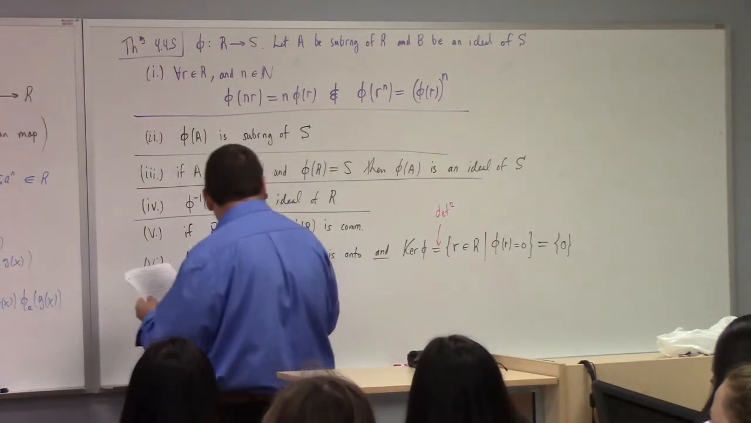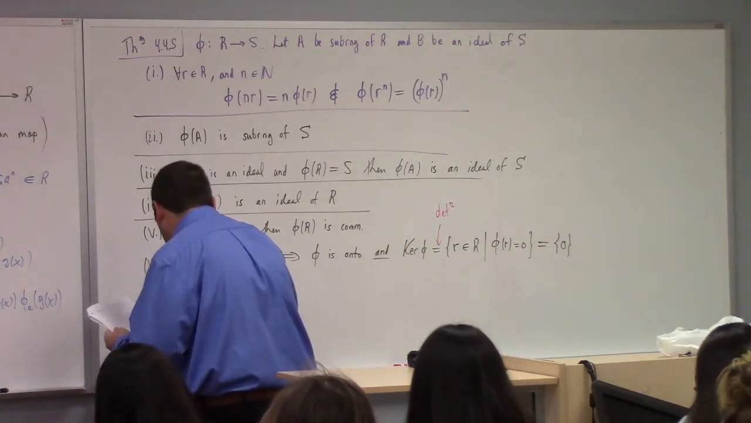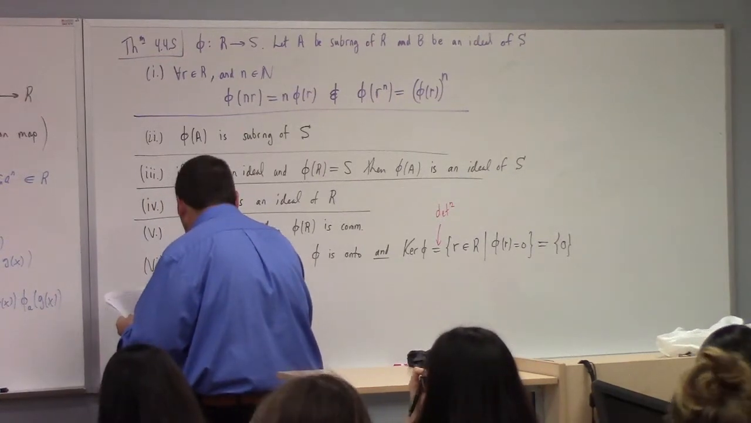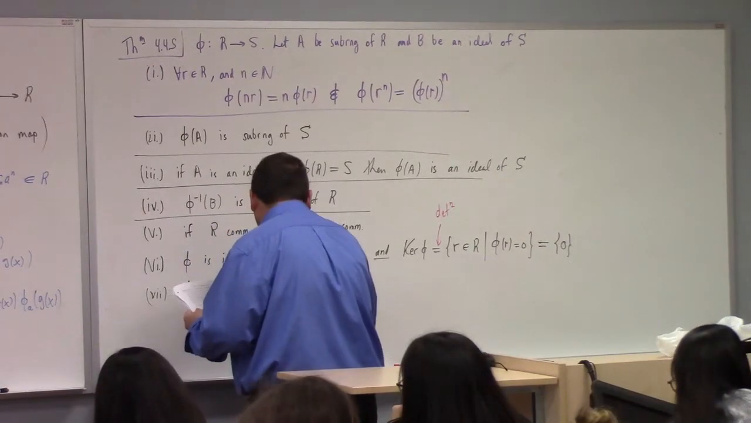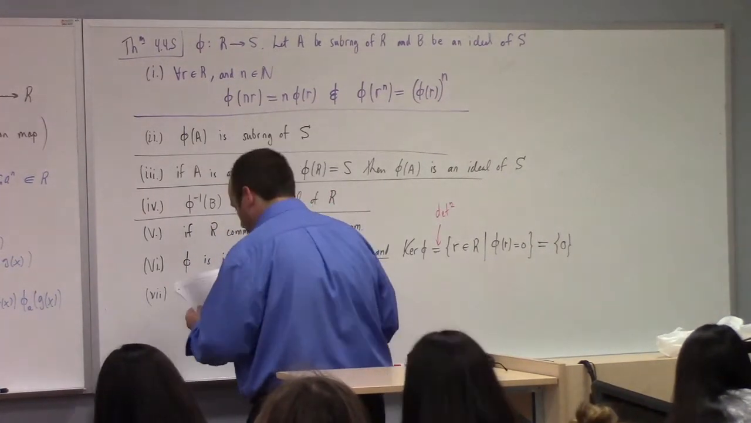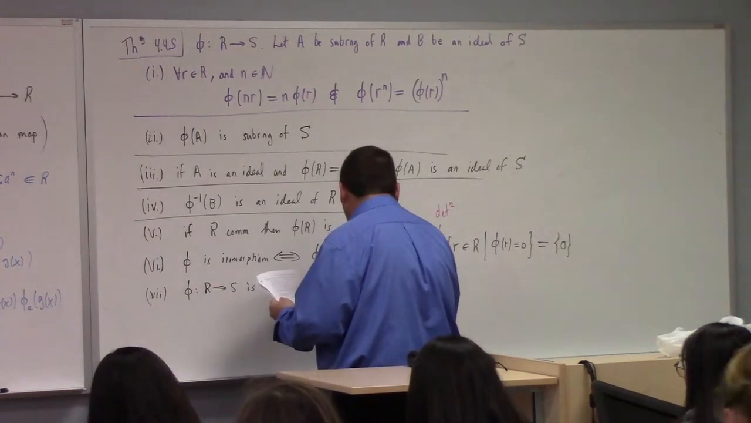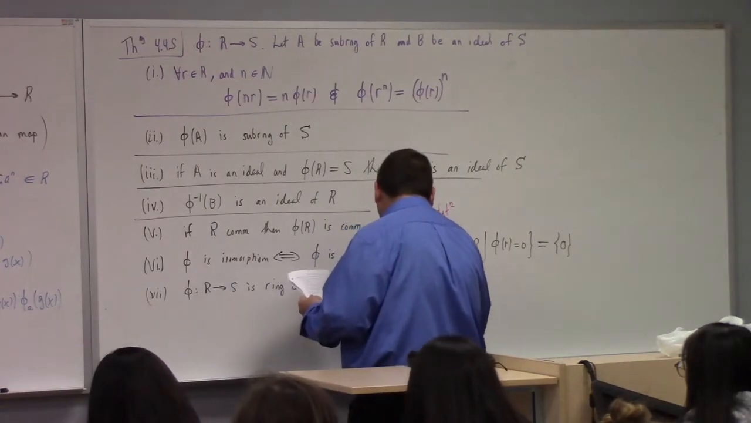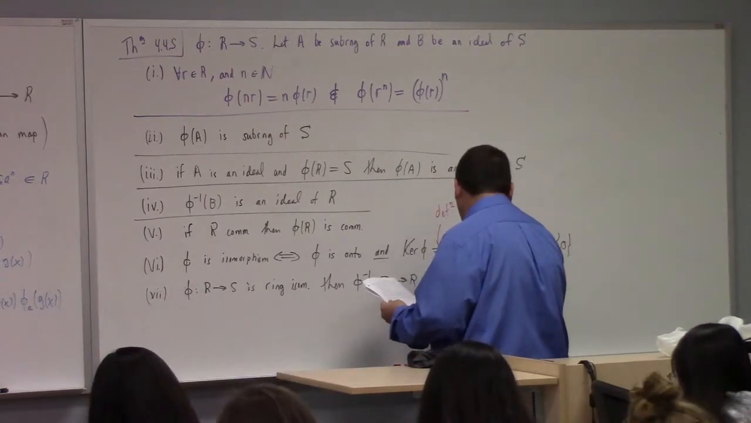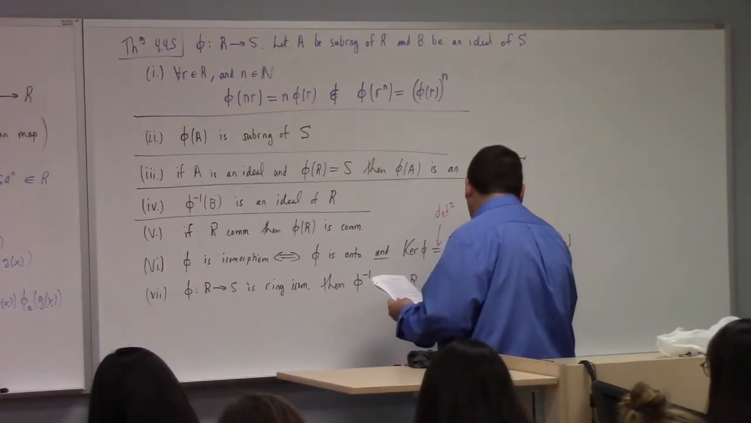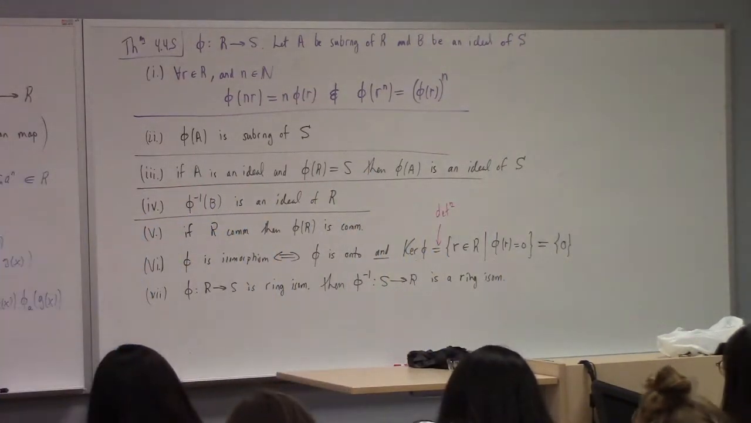Finally, 7. Phi from R to S is a ring isomorphism. Then phi inverse from S to R is a ring homomorphism. Excuse me, isomorphism. So the inverse of an isomorphism is an isomorphism is also true for ring isomorphisms.